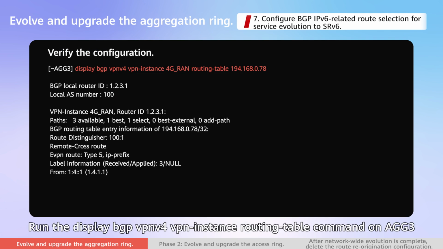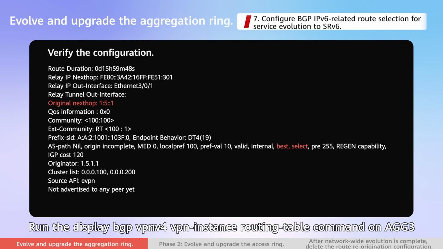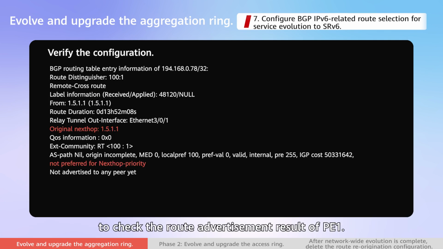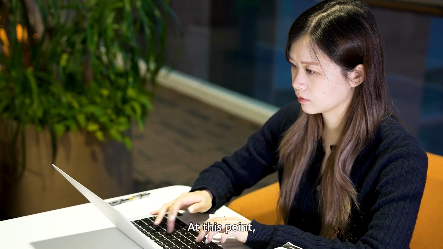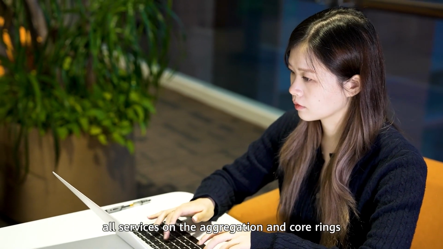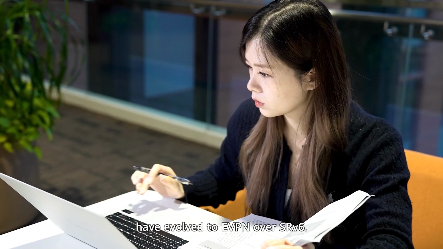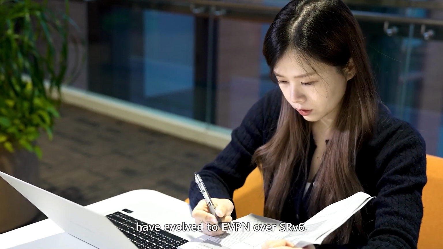Run the display BGP-VPN v4 VPN instance routing table command on AGG3 to check the route advertisement result of P1. The command output shows that IPv6 routes are preferred. At this point, all services on the aggregation and core rings have evolved to EVPN over SRv6.